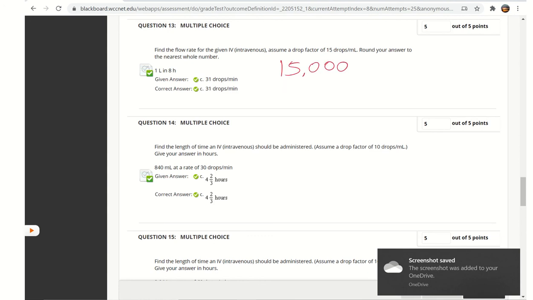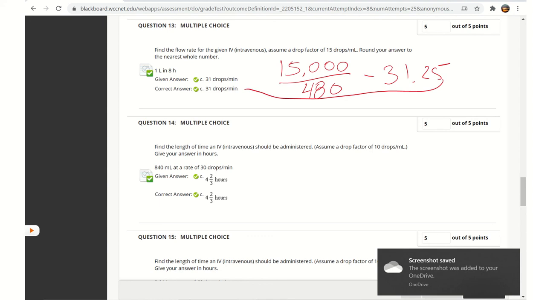And we've got 8 hours, and we're trying to find minutes. So 8 times 60 is 480. Do the calculation. Comes out to 31.25. There's your answer, 31.